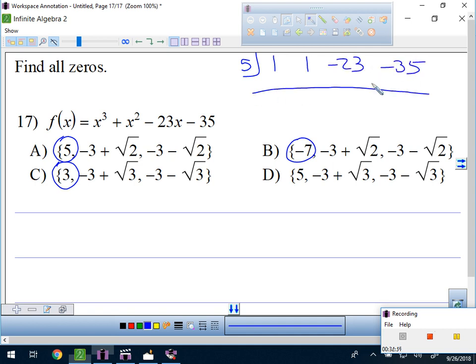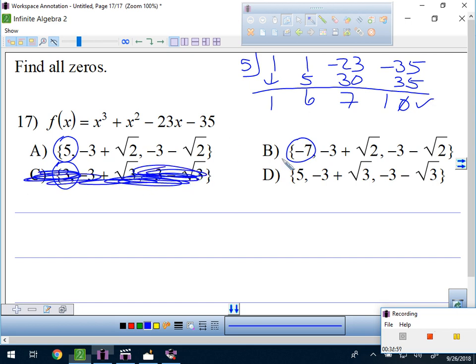And so here's what I'm going to do. 1 times 5 is 5. 5 plus 1 is 6. 6 times 5 is 30. Negative 23 plus 30 is 7. 7 times 5 is 35. Remainder is 0. We are good to go. So I know that my answer is not C, and I know that my answer is not B. That saves you a lot of time.